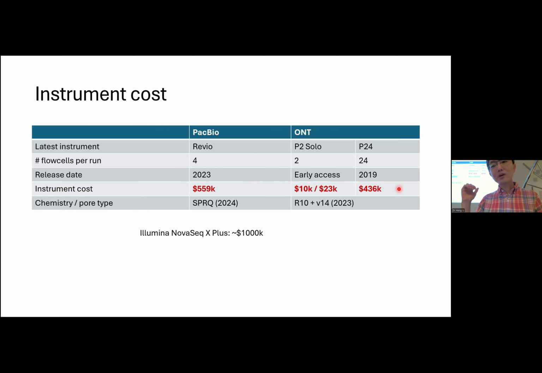But the P2, actually, I really like the P2. I actually don't know why they still have it at the early access stage. And usually that means that it's still not mature enough. But I don't know what the issue is there. But you can see it's very cheap, and there are 2 numbers. One is with the onboard computing, and the other is without onboard computing. Without onboard computing, you have to connect it to a desktop to do the base calling. And with onboard computing, it comes with a GPU, and so you can run it. And the laser chemistry, okay.